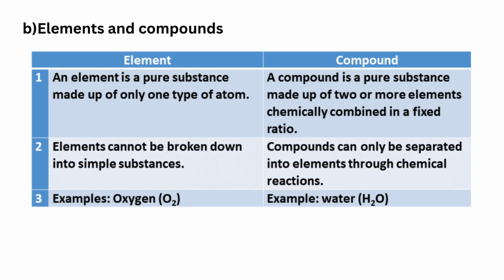Part B. Elements and compounds. Answer. An element is a pure substance made up of only one type of atom. A compound is a pure substance made up of two or more elements chemically combined in a fixed ratio. Elements cannot be broken down into simpler substances. Compounds can only be separated into elements through chemical reactions. Example of element is oxygen O2 and example of compound is water H2O.